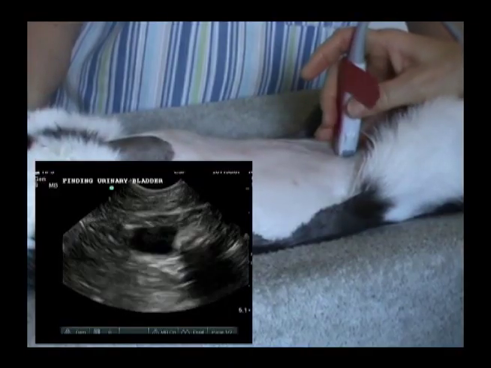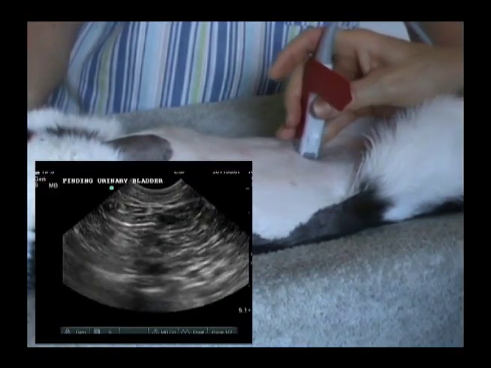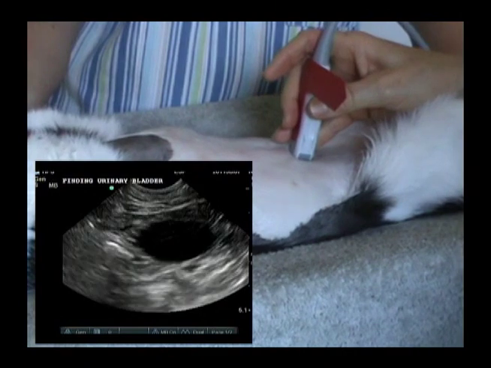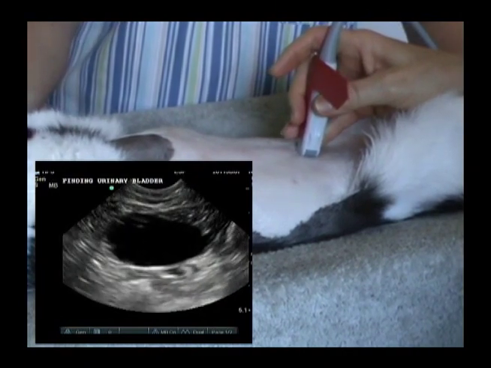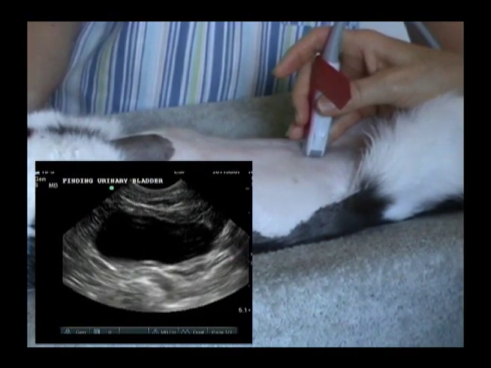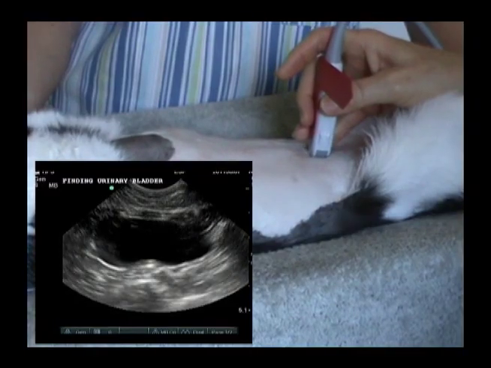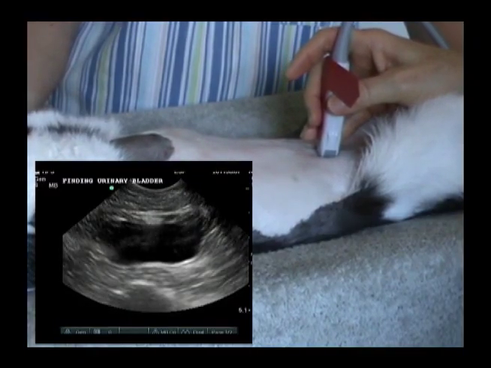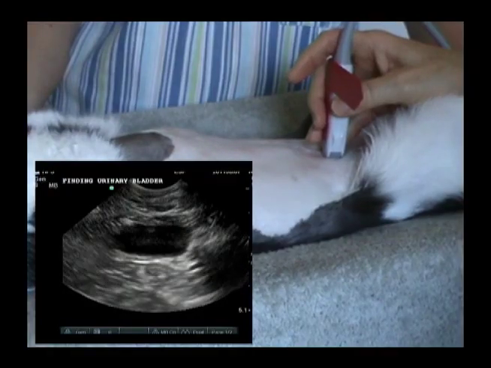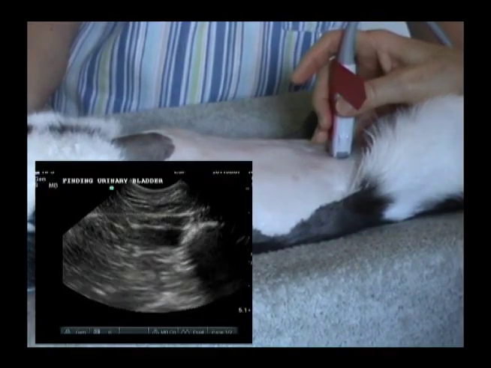Rotate the transducer to a transverse position and slide rapidly cranially till the bladder disappears. Then slide slowly caudally, keeping the bladder centered on the ultrasound screen. When the bladder disappears, rotate the transducer back to a long axis view of the bladder.